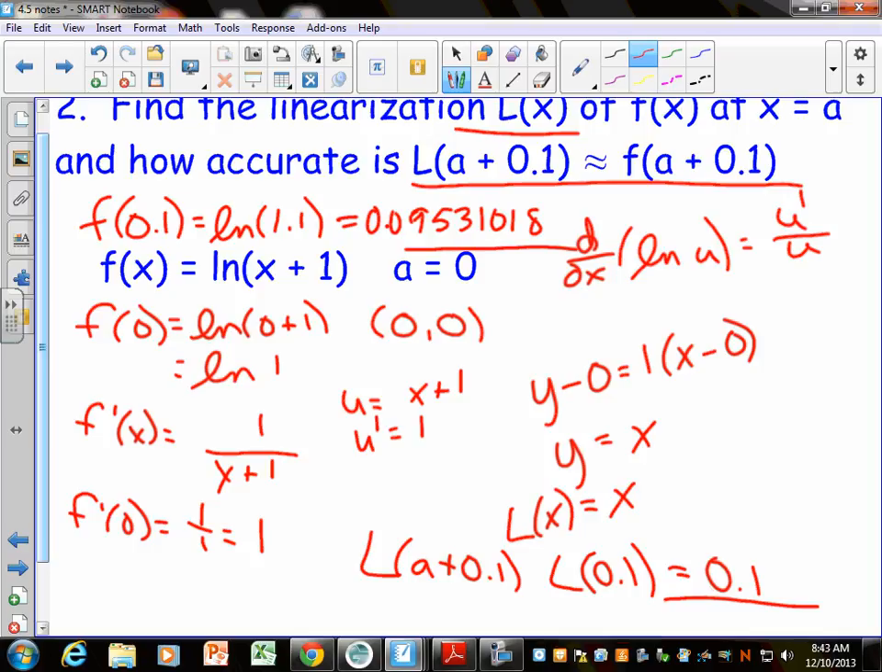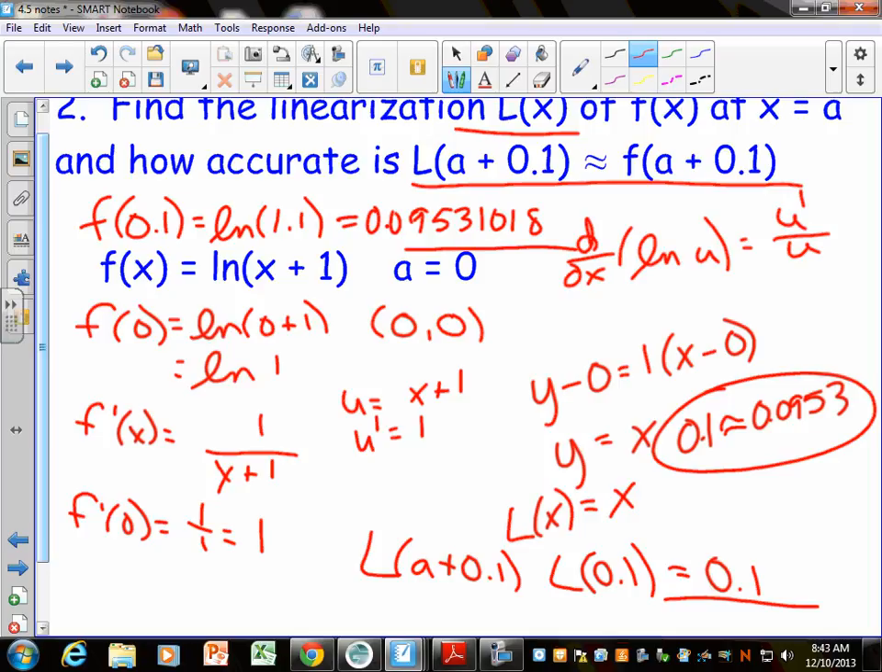I think they just compare them. They just say 0.1 approximately equals 0.0953. How accurate is it? They just want you to compare the two. I guess they shouldn't say how accurate is it. They just want you to see the two numbers.